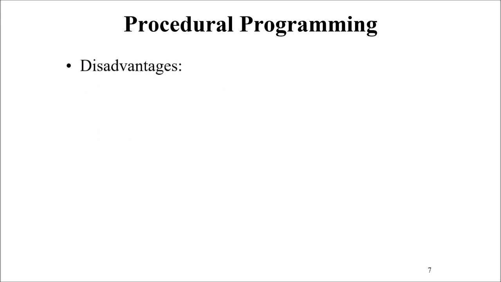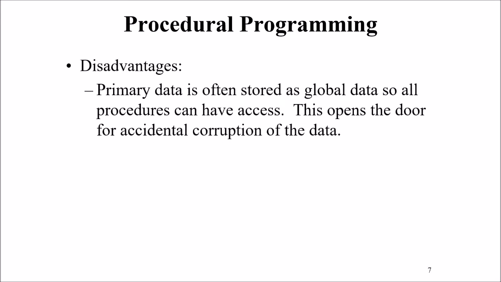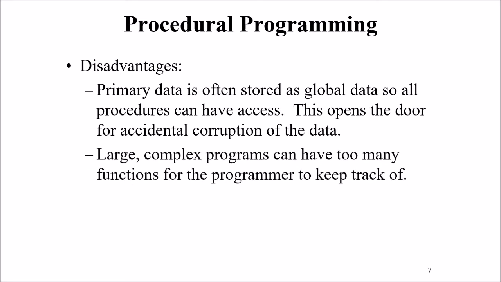There may be some disadvantages to procedural programming. One is primary data is often stored as global data, as a global variable, so all procedures have access, or at least it's stored as a variable in the main function where a great number of procedures would have access to the data. This opens the door for accidental corruption of the data.